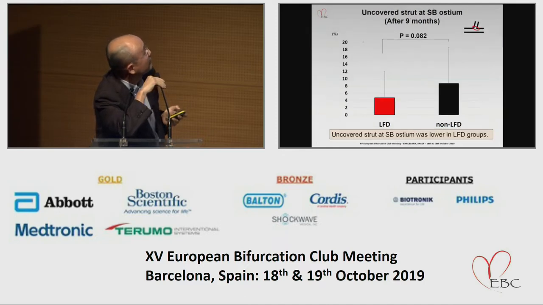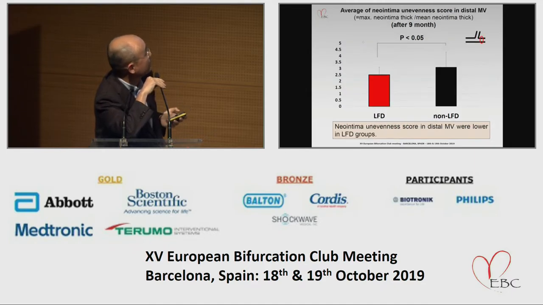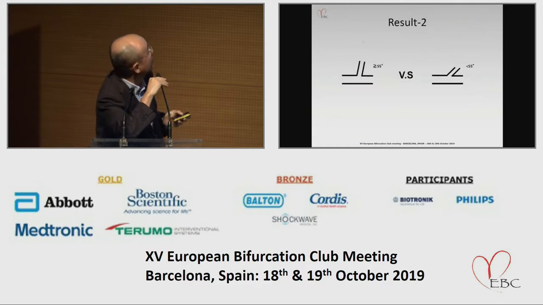Looking at the uncovered struts at the side branch, the LFD condition has a significantly lower rate compared to the non-LFD group. And the average neointimal unevenness score in the LFD group is lower, so homogeneous coverage can be obtained by using the LFD condition.